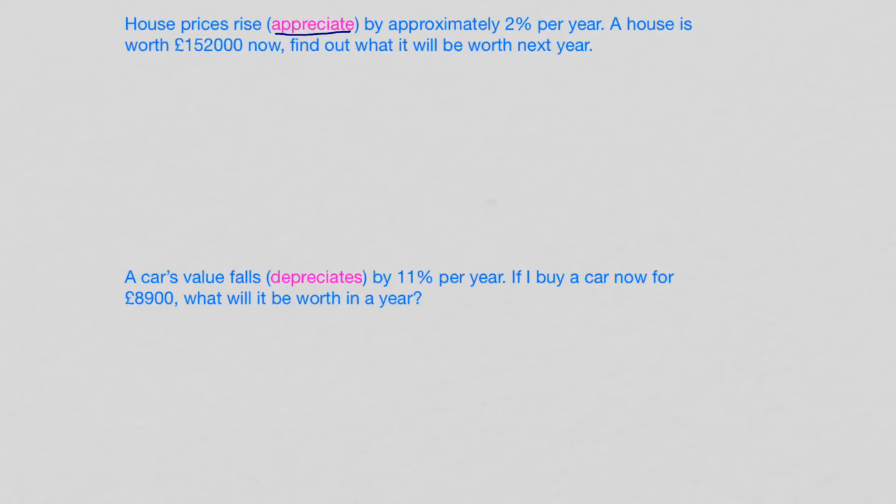Right, so we want to increase our amount by 2%. Okay? So remember, we're starting off with 100% and we're increasing by 2%. So what we're actually finding is 102% of £152,000. Okay, and then the way that we work out 102% of £152,000 is we can either do 102 divided by 100 times 152,000, or we can go straight to a decimal.